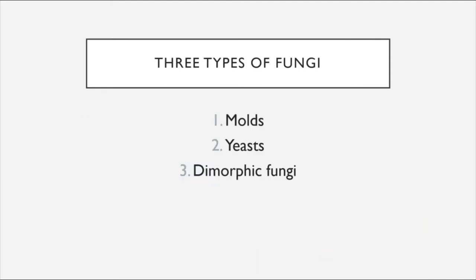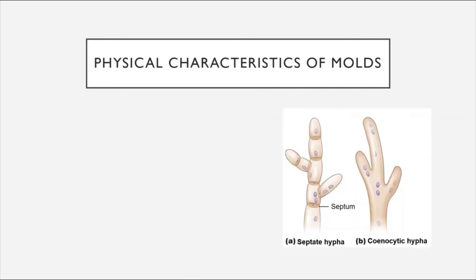So we're going to take these three types of fungi step by step by looking at the molds first, and then the yeasts, and then looking at dimorphic fungi. For each of the types of fungi, we are going to first look at the physical characteristics, and then we'll talk about their reproduction. So the physical characteristics of molds are that they are composed of multicellular filaments that are called hyphae. The singular form of this word is hypha, but when we're talking about multiple filaments, it's hyphae.